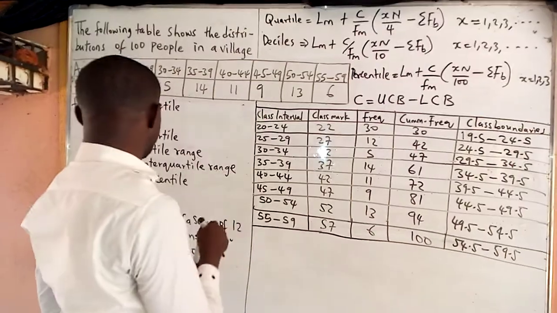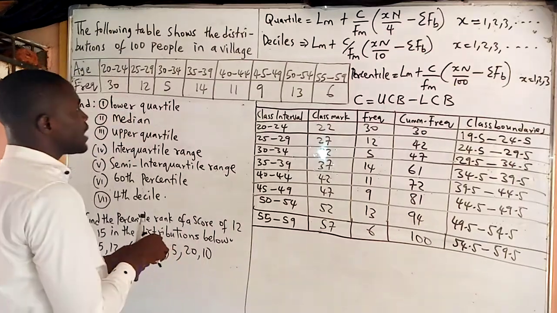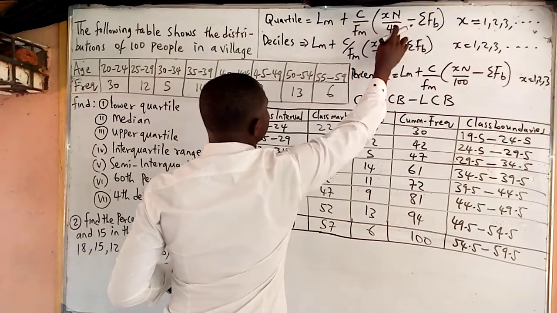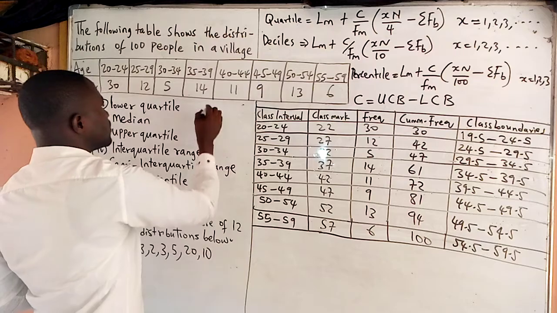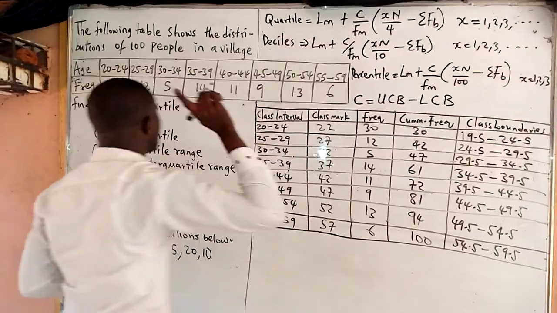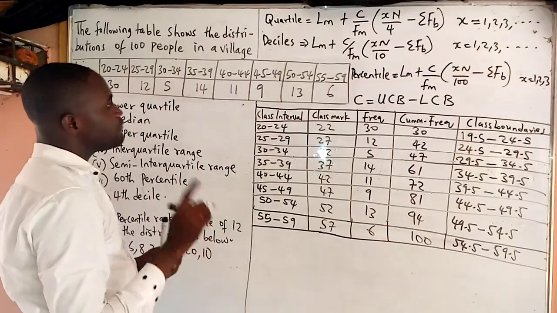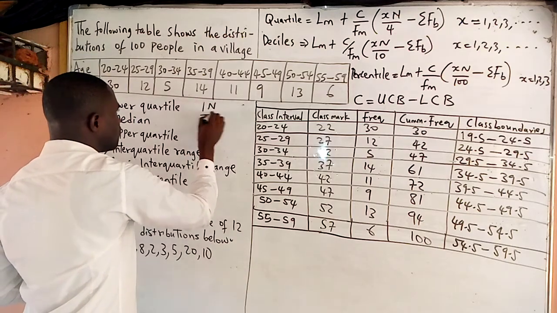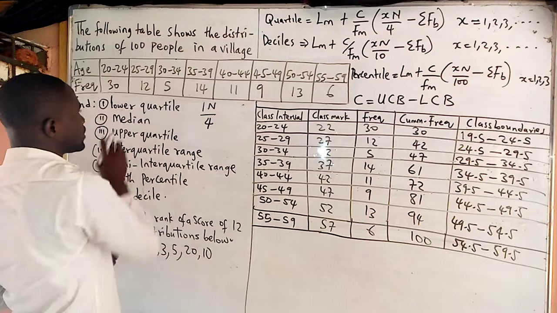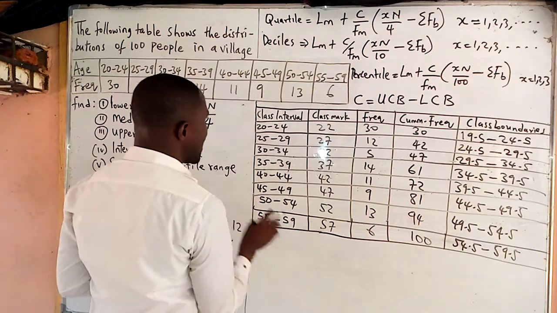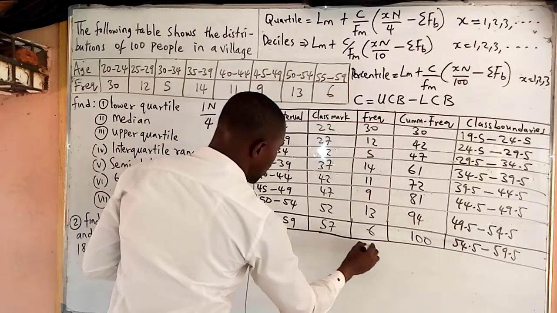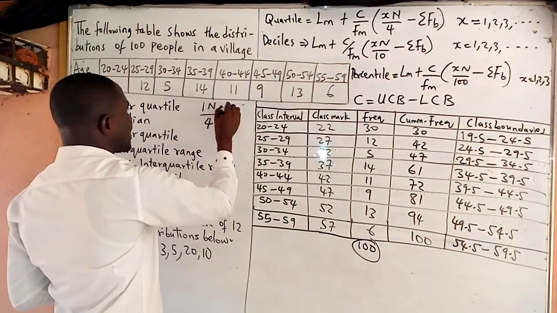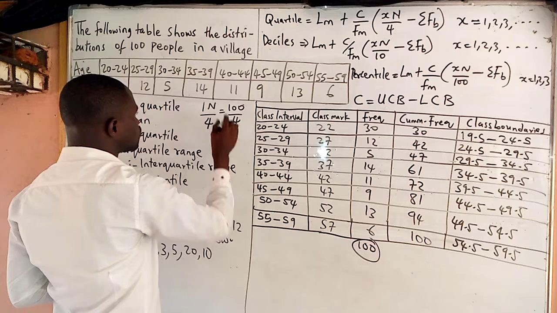Get your lower quartile. I will now tell them that for the lower quartile, it has xn over 4. Lower quartile means that the value of x should be 1, because we said that the first quartile is called the lower quartile. We say 1n over 4. This is my lower quartile. Now, what is my n? Total number of frequency, 100. Okay, that is 1 times 100, 100 all over 4, 25.